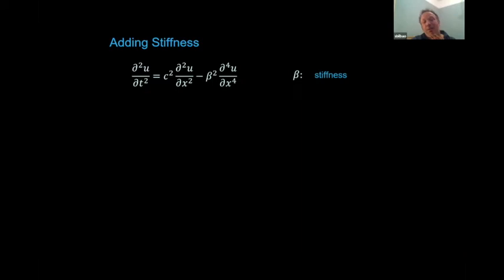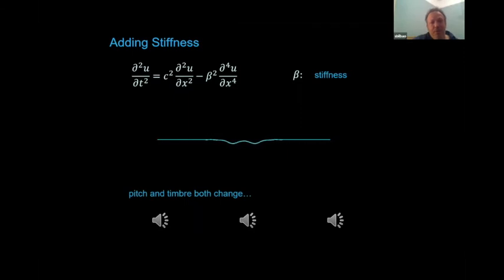This means adding another term to the differential equation and adding a new parameter, which we'll just call the stiffness. And here a lot of things happen. First of all, wave propagation changes a bit. So you start to see dispersion as the pulse progresses. And the pitch and the timbre both change. So here's the case where we have no stiffness again, a bit of stiffness, and then finally something more bar-like. So we have both pitch and timbre changing together there.